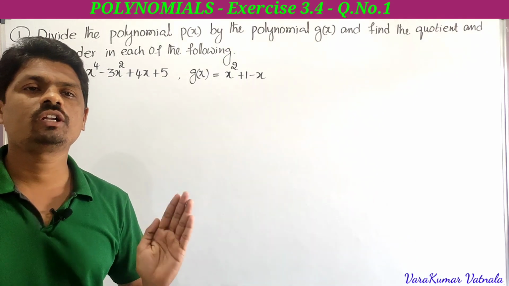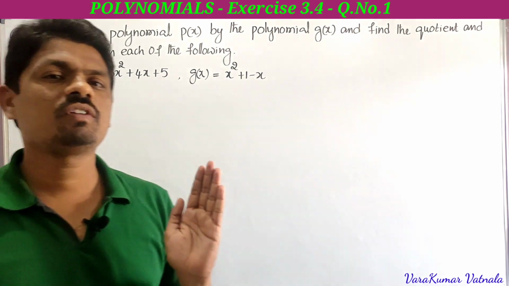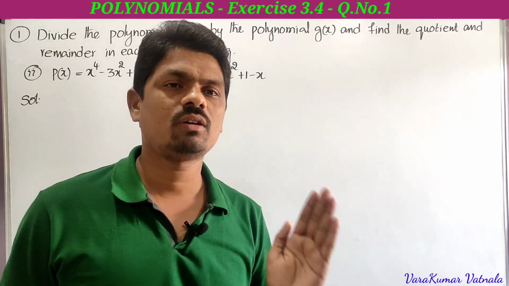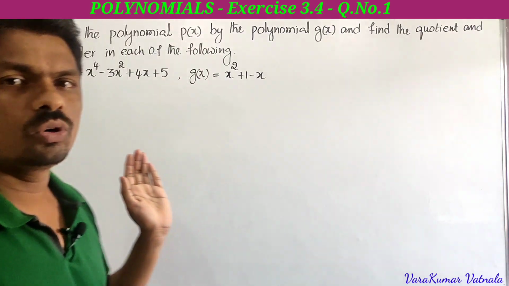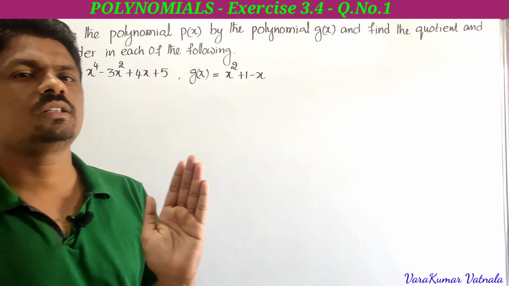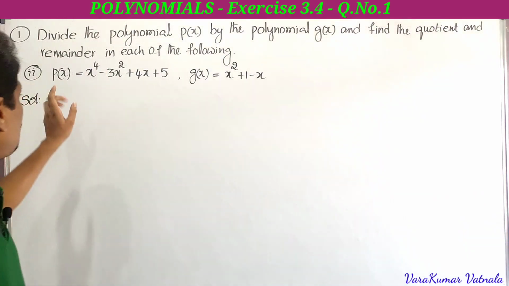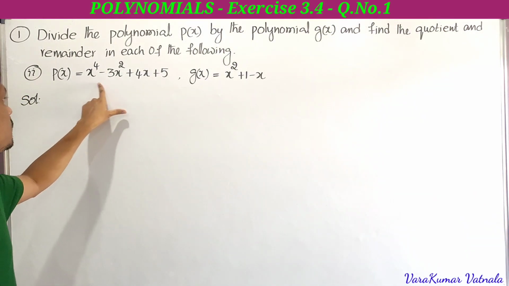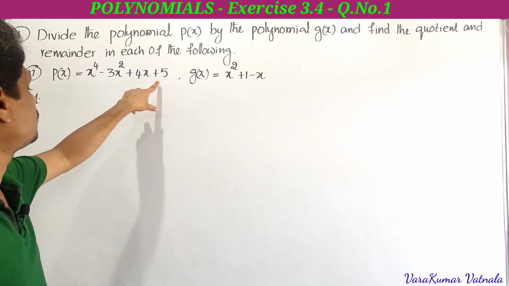Before starting the division of the polynomials, we have to check whether the given two polynomials are in their standard form or not. It is very important. This is the basic, first step of the division of polynomials. So now I have to check whether p of x is in its standard form or not. x to the power 4 minus x square plus 4x plus 5.